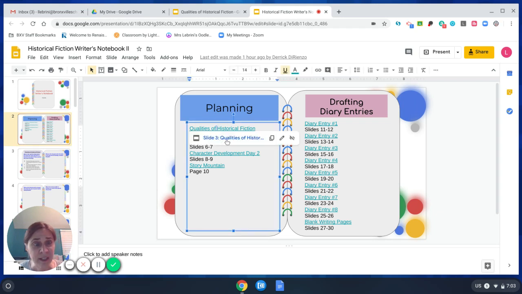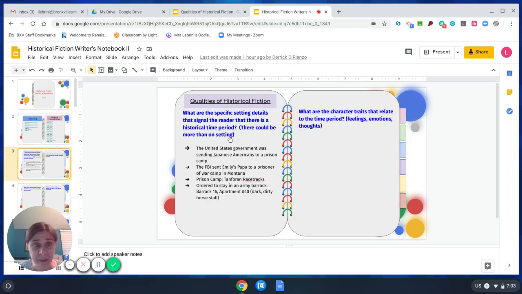Okay, so if you click the link, it's going to bring you right to that page, that slide, excuse me, which is going to be slide 3. And here you have it. So here is the first question that I showed you on the lesson slides. What are the specific setting details that signal the reader that there is a historical time period? There could be more than one setting here, okay? And these are all the things that we spoke about in the lesson. These are all the details that have to do with setting.